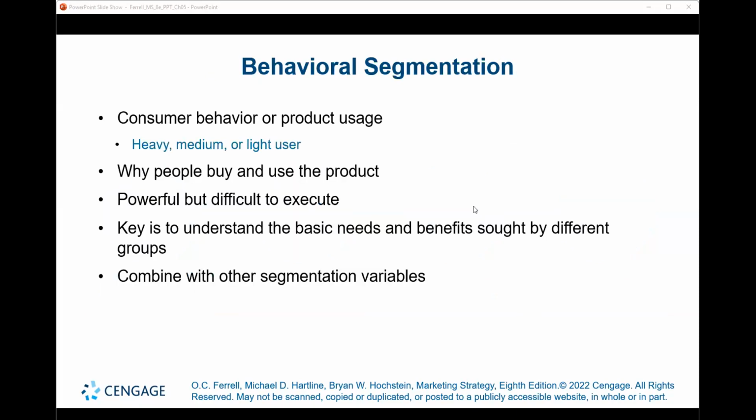The strongest, the most powerful is behavior, because actual consumer behavior and the use of a product helps make big distinctions. It is also the most difficult because it is expensive and requires time to gather information.